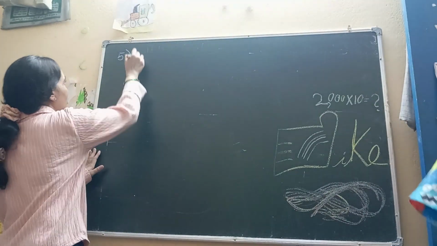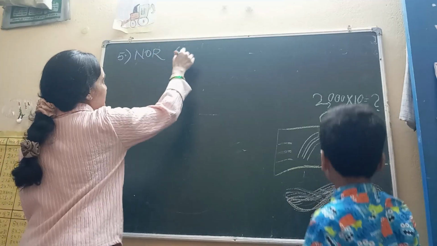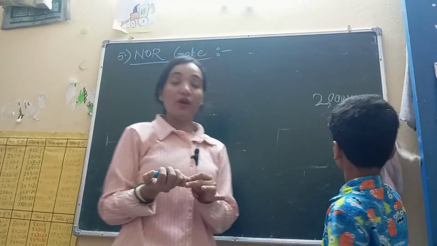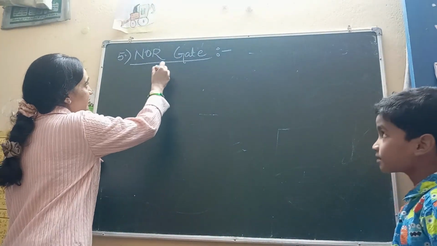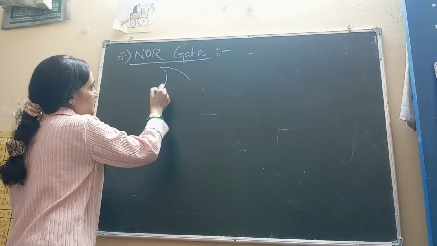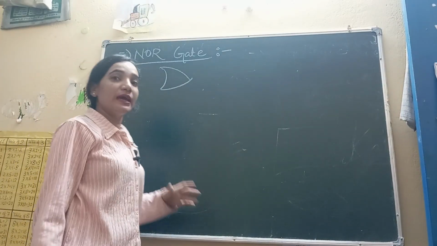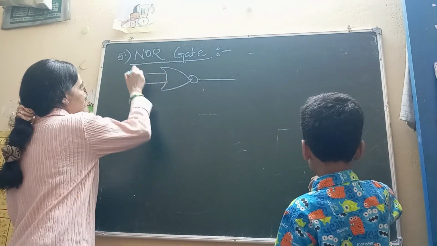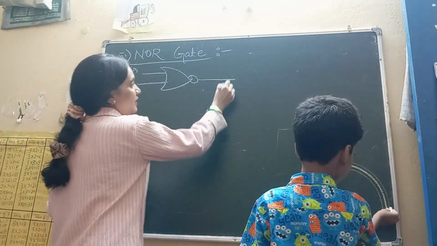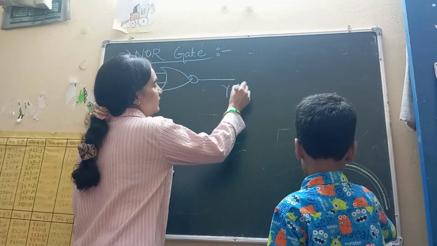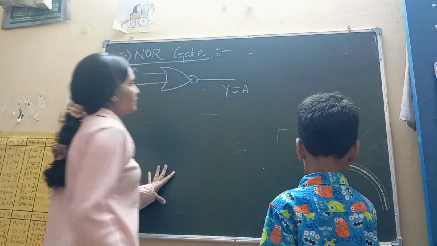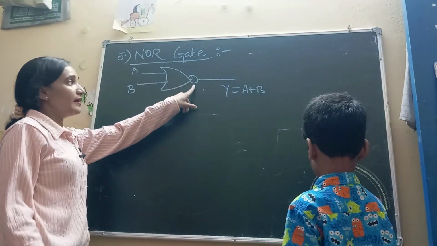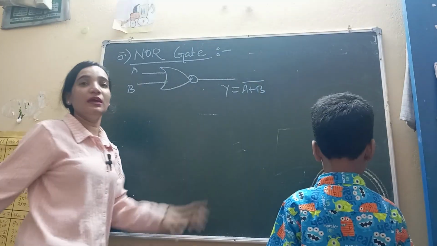Next is called NOR gate. This is also a universal gate. What is NOR gate? First we make an OR and add one bubble. This is our NOR gate. Here is A, here is B, and this is our output Y. This is the OR operation, meaning A or B, and then the inverter, a bar on the top.